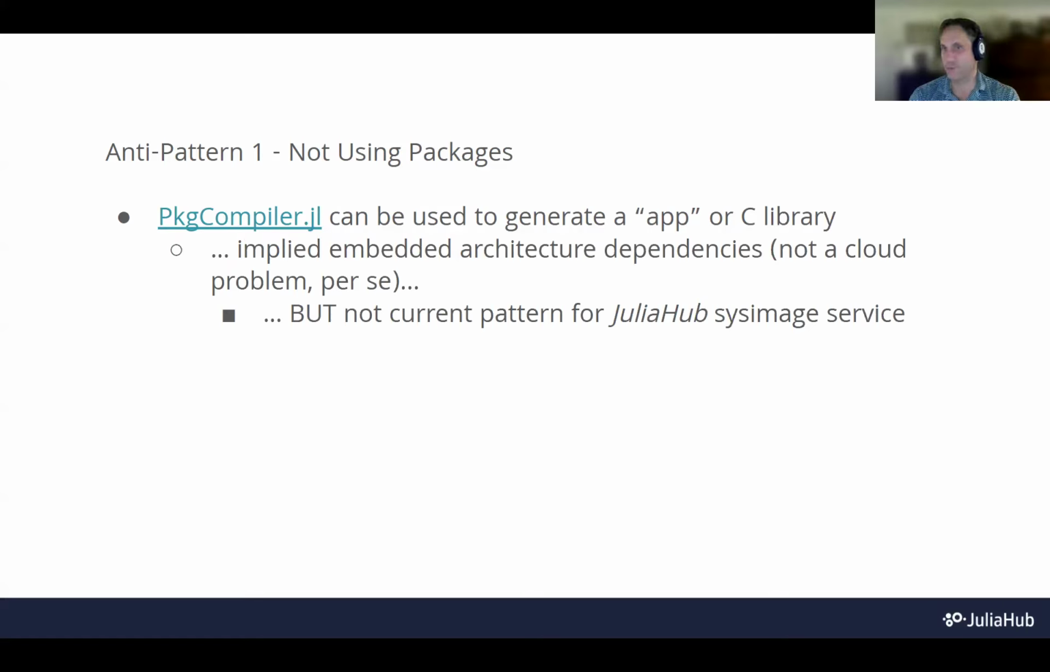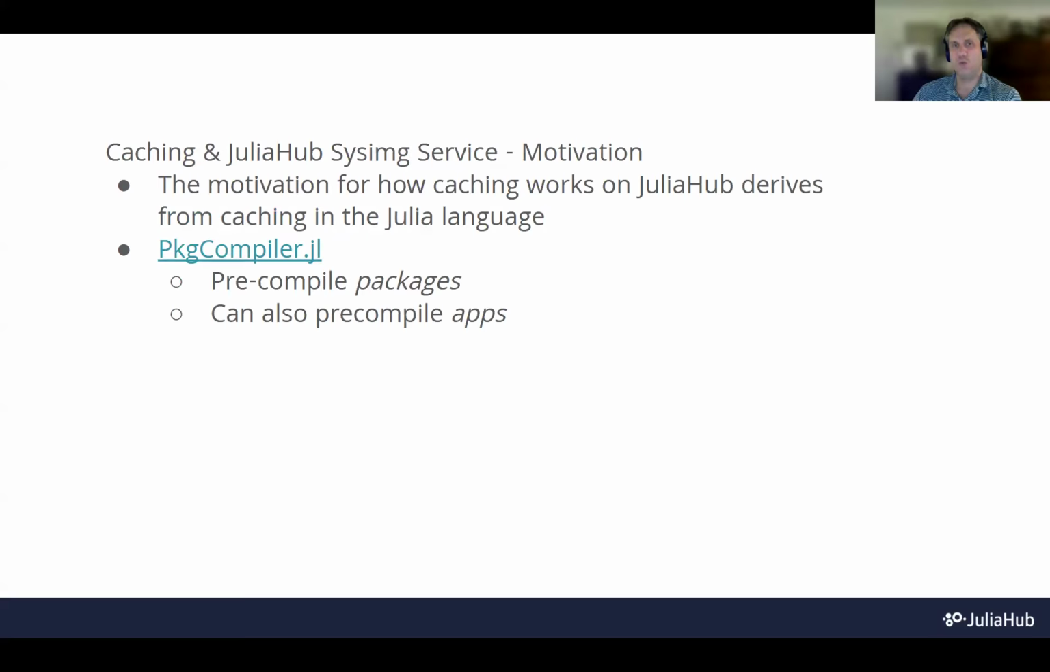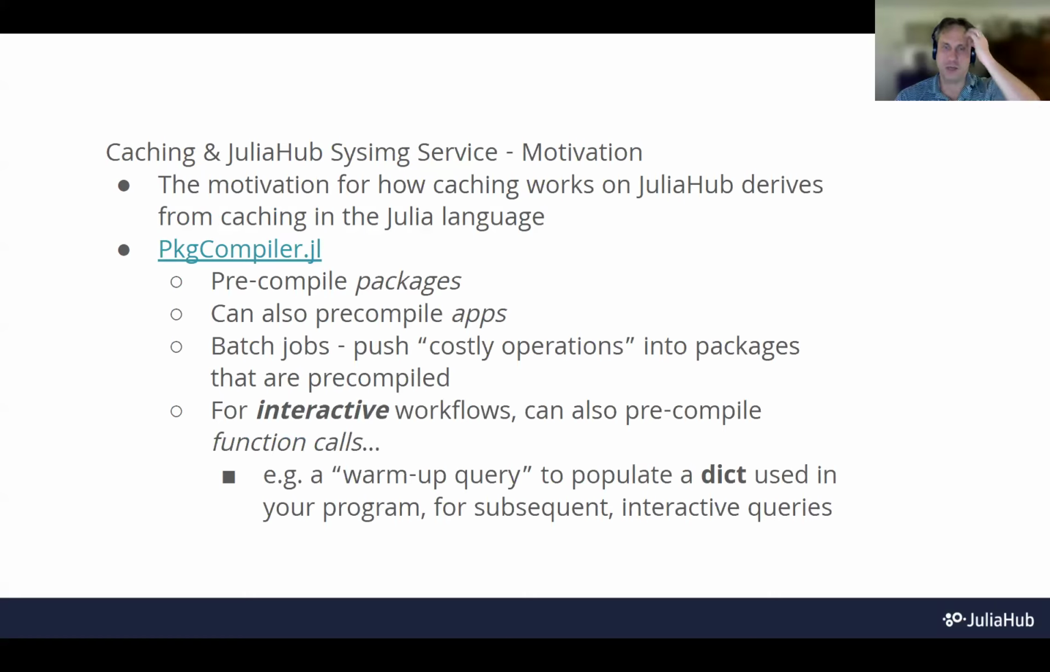You can just generate an app or C library, but that's not how our Sysimage service works. That's a whole different discussion I will go into. So, I've gone through the motivation of how caching works. Its origin is the PackageCompiler package. I've seen workflows work on the system as a service where people have batch jobs. So we push the costly operation into a package, either invoking dependencies or writing some functions.